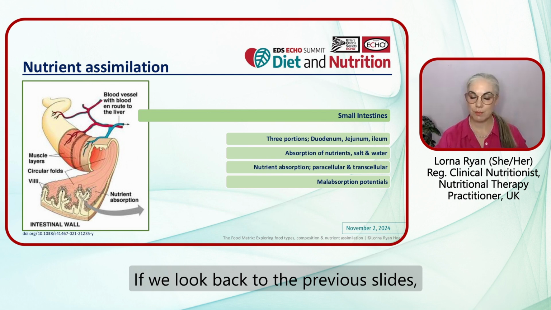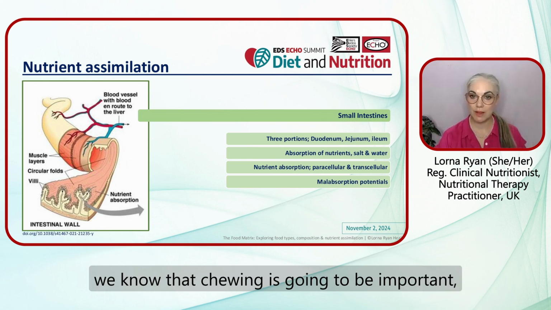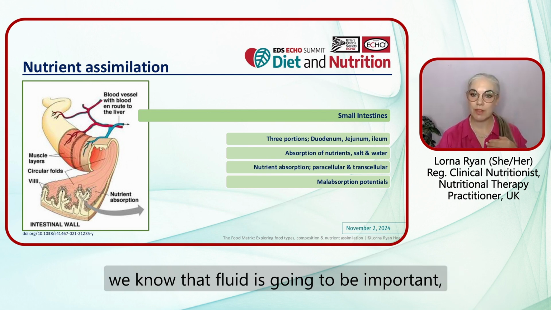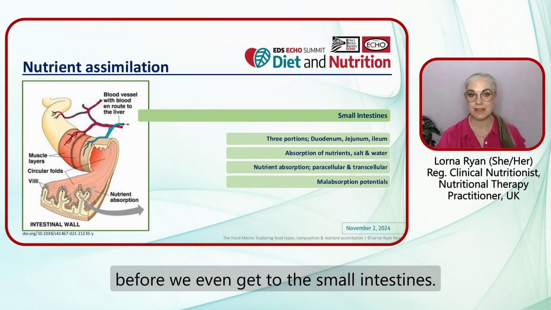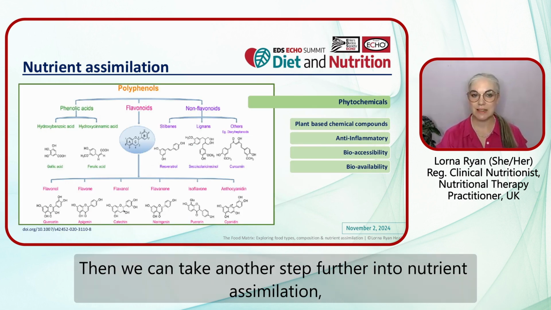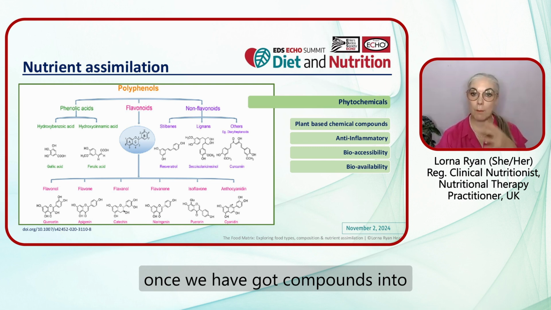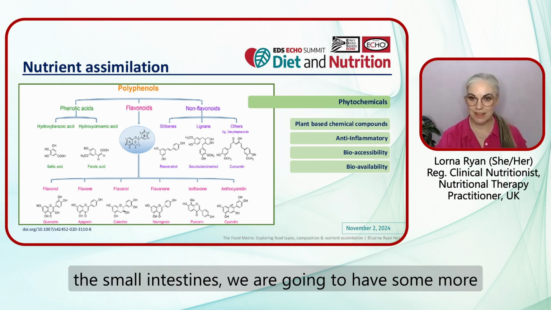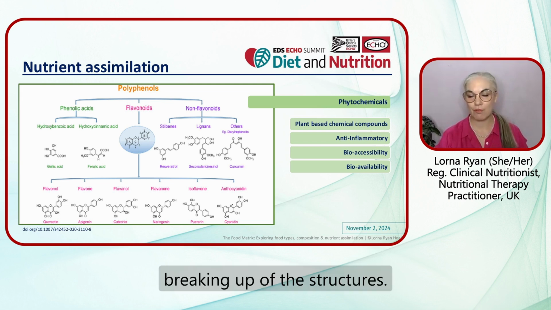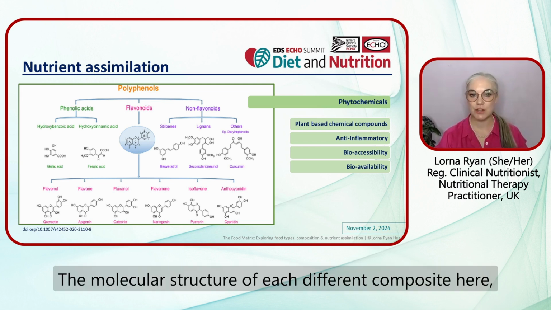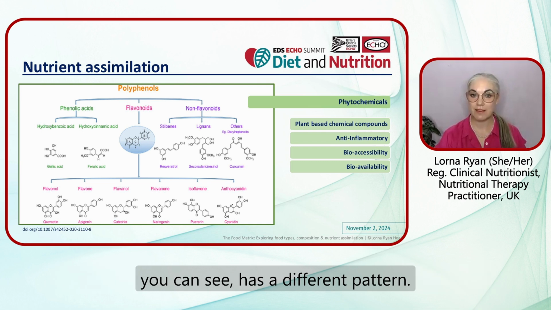So if we look back to the previous slides, we know that chewing is going to be important. We know that fluid is going to be important, and helping the food into smaller particles is important before we even get to the small intestines. Then we can take another step further into nutrient assimilation. Once we've got compounds into the small intestines, we're going to have some more breaking up of the structures. So the molecular structure of each different composite here, you can see, has a different pattern.